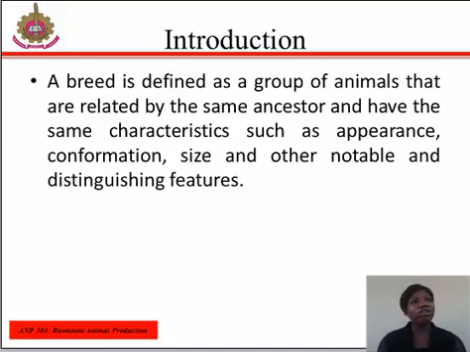ruminant animals. Introduction. Each group of animals exhibits characteristic features that make them stand out or easily identifiable. These characteristics are usually inherited, hence could be said to be genetically determined. Therefore, a breed is defined as a group of animals that are related by the same ancestor and have the same characteristics such as appearance, conformation, size, and other notable and distinguishing features.